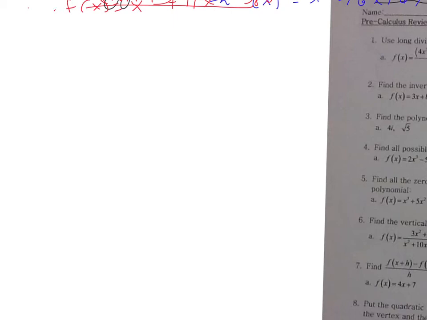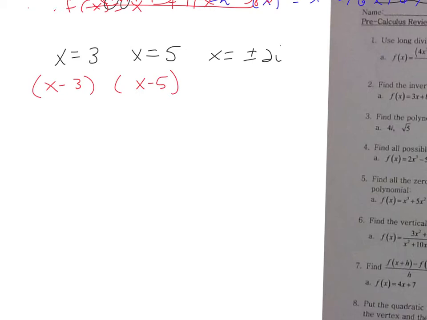So my zeros are x equals 3, x equals 5, and x equals positive negative 2i. All right, let's start with the real zeros. So this is x minus 3 and x minus 5. So double distribute, I get x squared minus 8x plus 15.